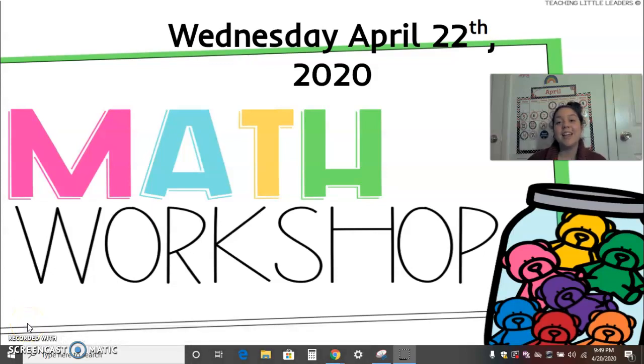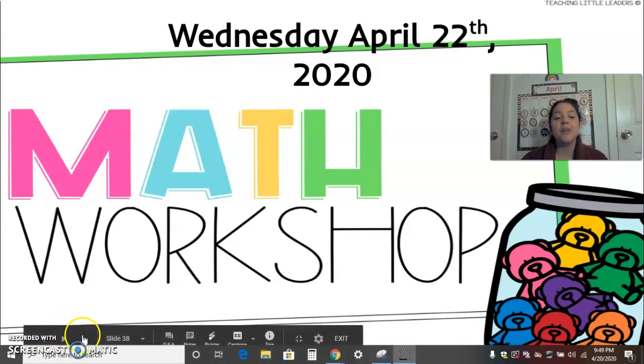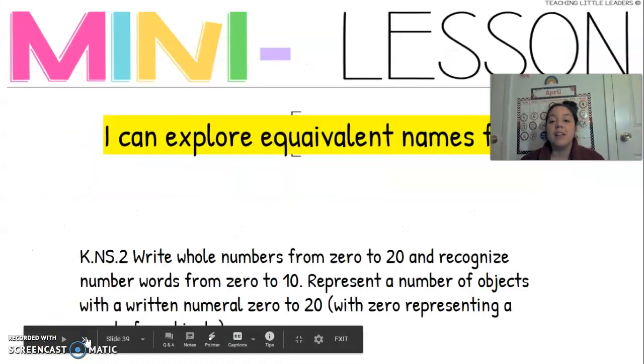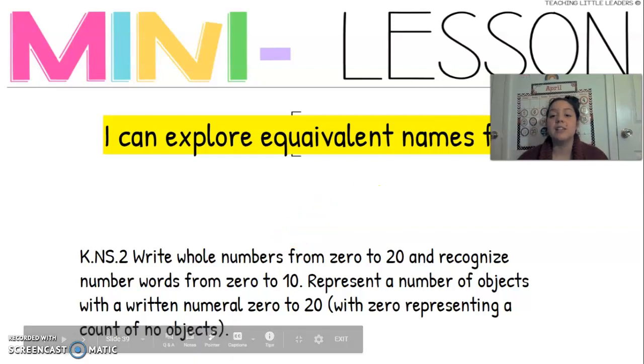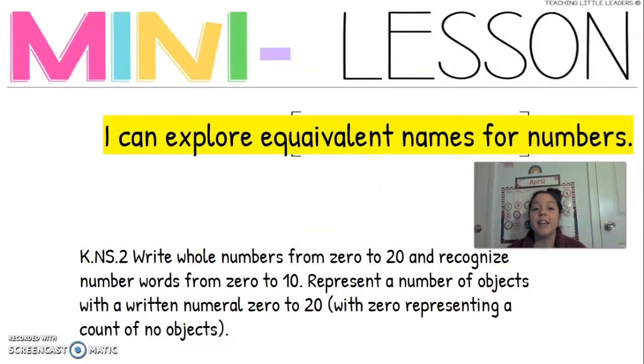Today is Wednesday, April 22nd, 2020. Happy Earth Day. We're going to begin by reading our objective for the day. Say, I can explore equivalent names for numbers. Remember that equivalent means the same. So we're going to think about numbers today and how to show that number in many different ways, but they all make that same number. And that's our kindergarten number sense standard 2.